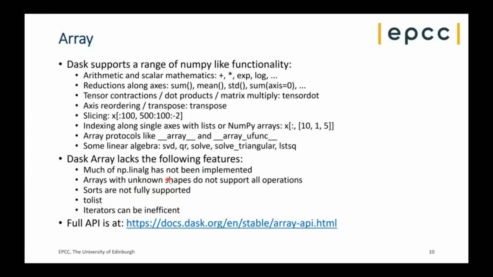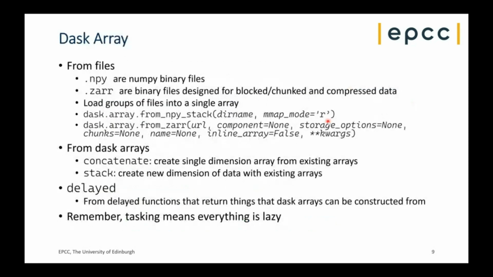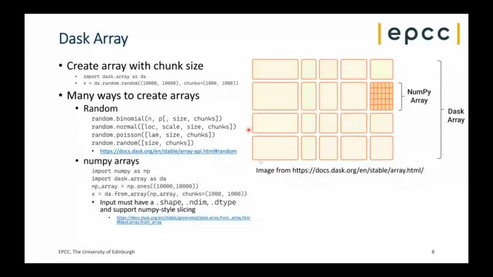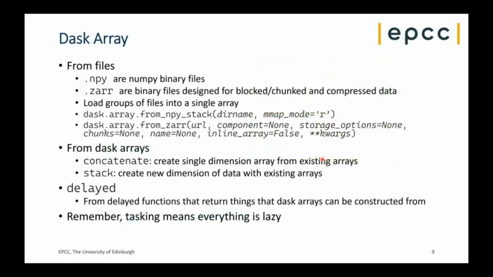And there's a whole bunch of things which are not fully supported. So you can't do arrays of unknown shapes for everything. You can't do all kinds of sorts, and into lists. And some of the iterators, you wouldn't necessarily want to iterate across some of these functions, because what that will do is iterate each worker individually rather than across all the workers. So you have to think a little bit about the operations you do with a chunked array like this, because it is chunked across workers, and you want to make sure all the workers are doing stuff at once if you can.